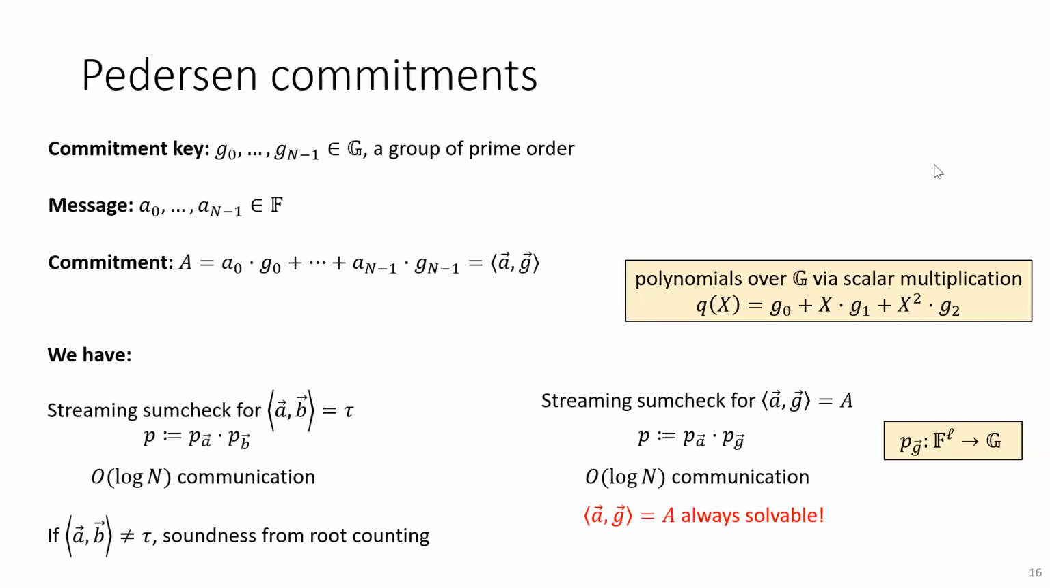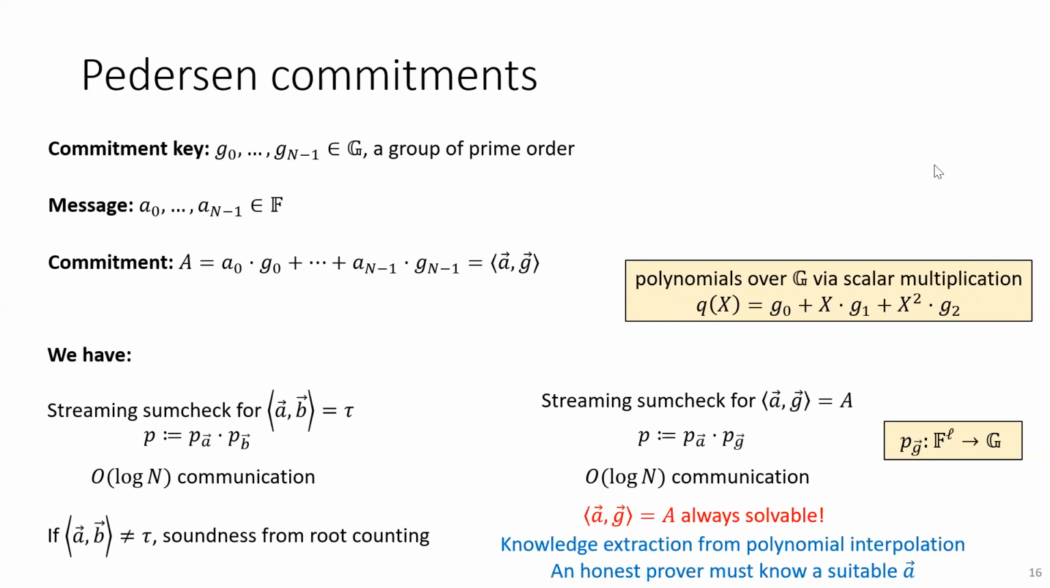The only real difference to take care of here is in soundness, because normal soundness doesn't make sense anymore when proving knowledge of a message inside a Pedersen commitment. For any choice of group elements, there are lots and lots of possible choices of message. So it doesn't make sense to ask for a normal soundness guarantee, because somehow the instance is always in the language. It makes sense to ask for a knowledge extraction guarantee, and replacing root counting with some polynomial interpolation arguments, it's possible to come up with the knowledge extractor and show that any prover which passes the protocol should always know a suitable A, which is inside this commitment.